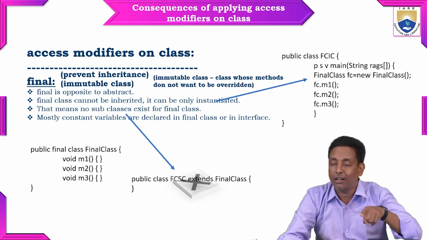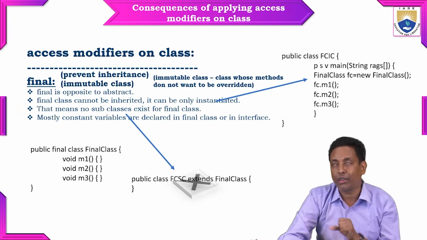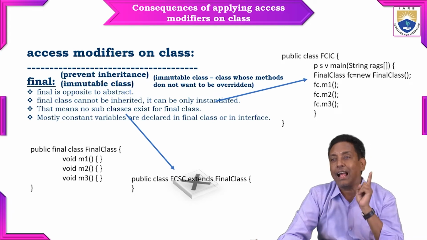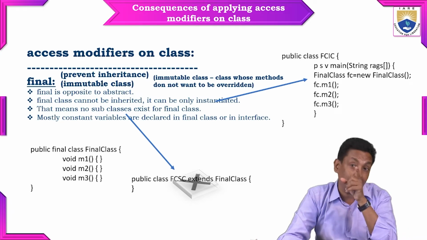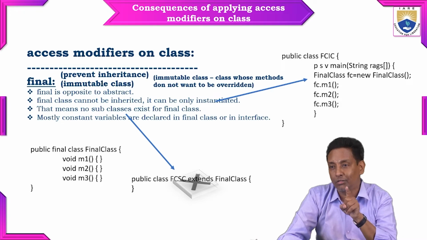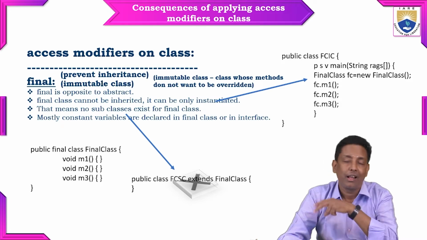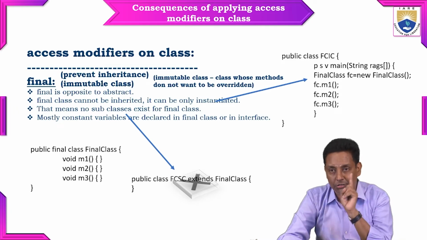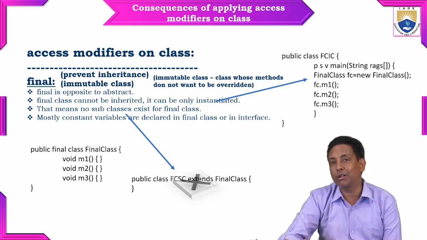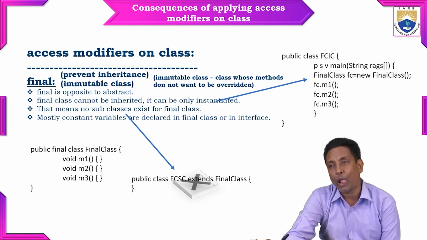Final cannot be inherited, it can be only instantiated. Quite opposite. The only two access modifiers which we cannot apply at a time on a class or a method are abstract and final. These two combinations don't work.